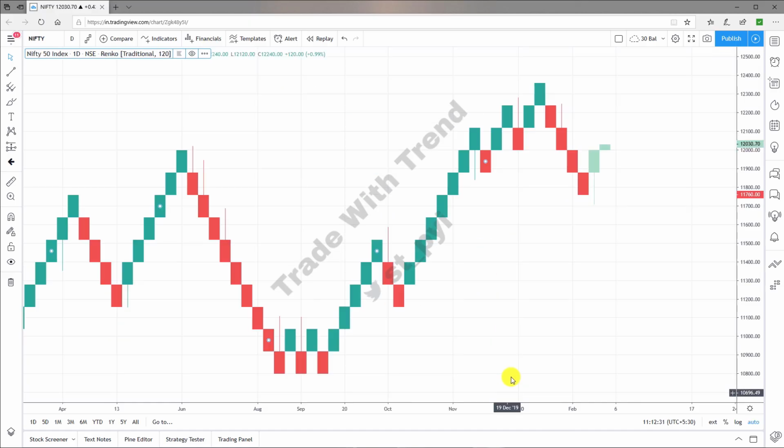So for swing trading, there you go. That is the chart you will get when you select 120 points. That is roughly 1%. Now, the thing is that initially you will require some bit of experience when it comes to identifying the right brick size.